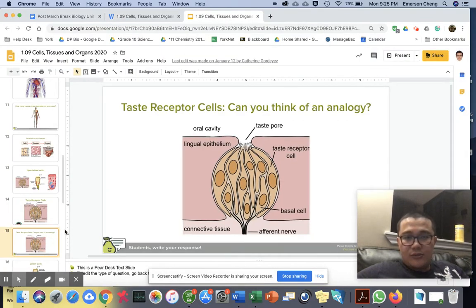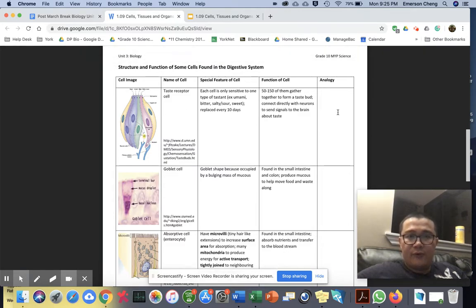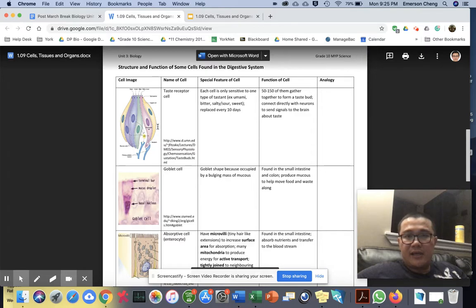What I'm going to ask you to do is think about an analogy. So using the handout, reading these, what is the analogy for a taste bud? Okay, write this down.